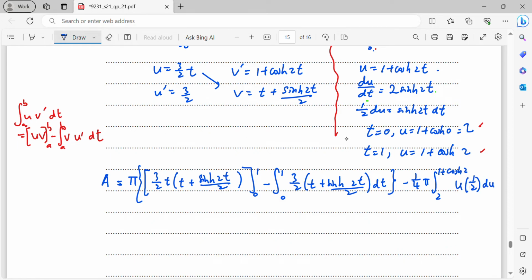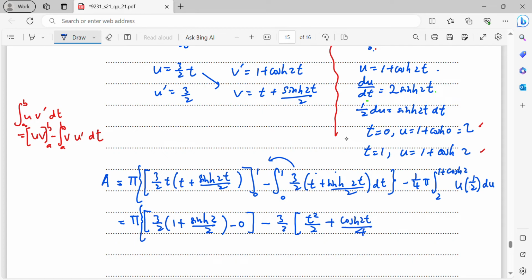So now I will replace the t value by 1. You will get 3 over 2, 1 plus sine 2 over 2, minus, when t is 0, everything is 0. Okay, and put another bracket. Then now minus, this 3 over 2 I take out. Integrate t will be t squared over 2. Then the sine 2t over 2 becomes cos 2t over 4.